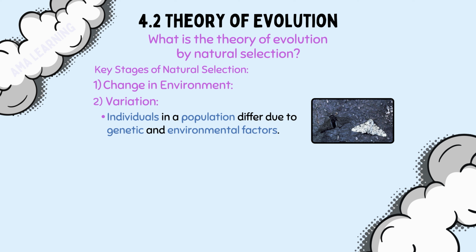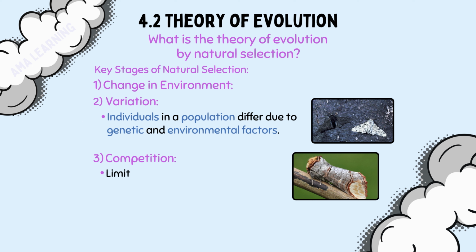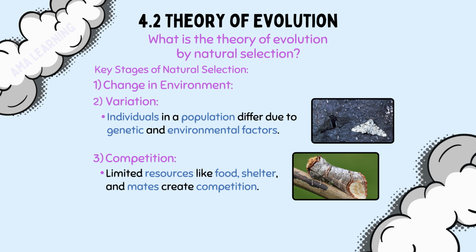For example, in a population of moths, some are dark-colored and others are light-colored. Stage 3 is competition. Resources like food, shelter, and mates are limited, creating competition among individuals. For example, predators are more likely to hunt moths that stand out.